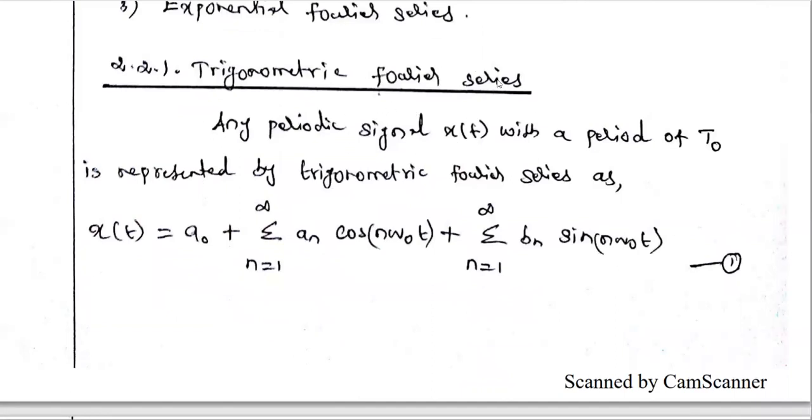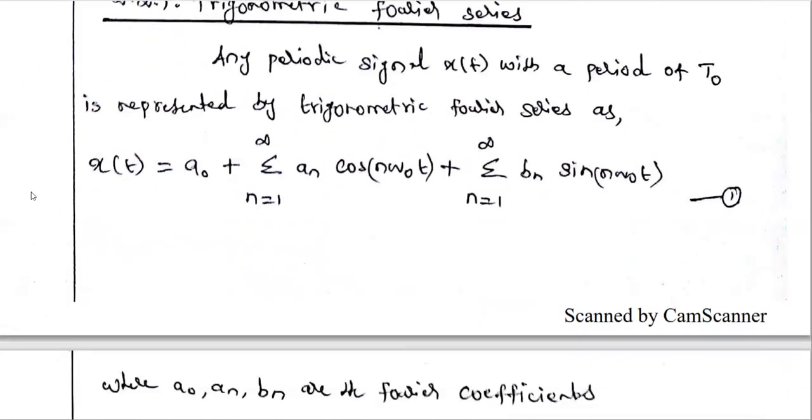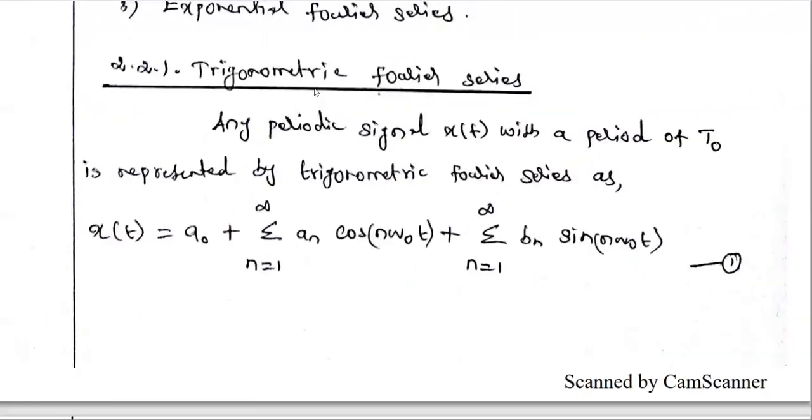Okay, so in this trigonometric Fourier series, any periodic signal x of t with the time period capital T naught is represented as follows. Any signal x of t can be expressed as a naught plus summation n equal to 1 to infinity an cos n omega naught t plus summation n equal to 1 to infinity bn sin n omega naught t. So this is the representation of any periodic signal x of t in trigonometric Fourier series.